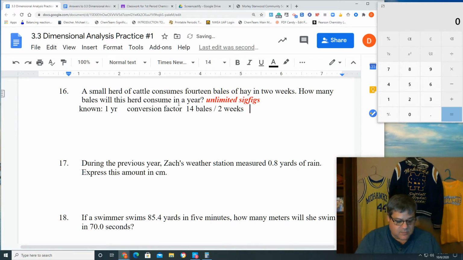So what is the unknown? Well, the unknown is how many bales for a year. So we're putting down the number of bales. Make sure we spell that correctly. So we're looking for the number of bales. We're going to start off with what we know, and I want to make sure that we have everything in. So we're going to start off with our 1 year.